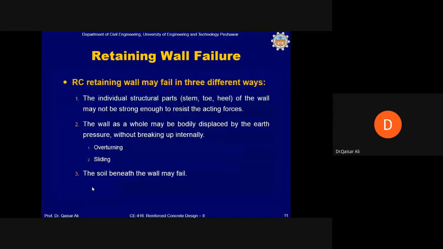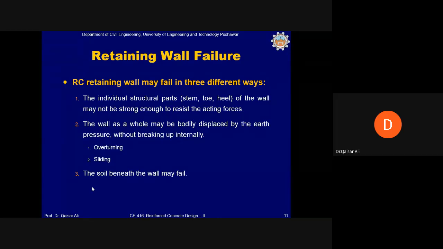Okay, so next we will discuss the retaining wall failure. A typical reinforced concrete retaining wall may fail in 3 different ways. And this needs your attention now to understand the failure modes.